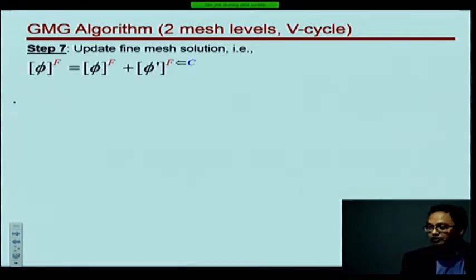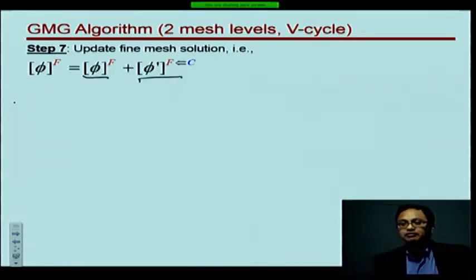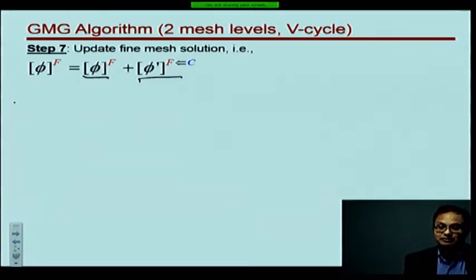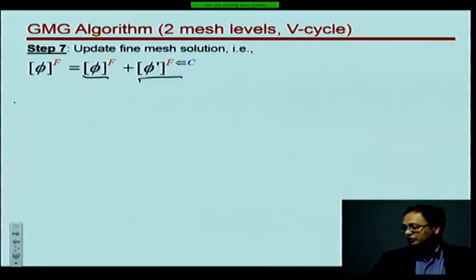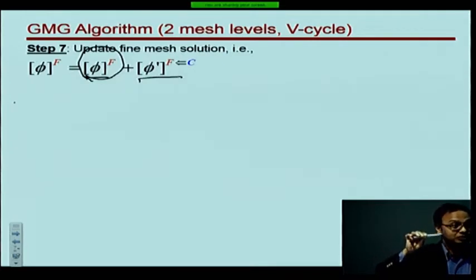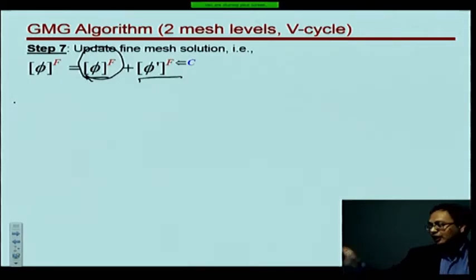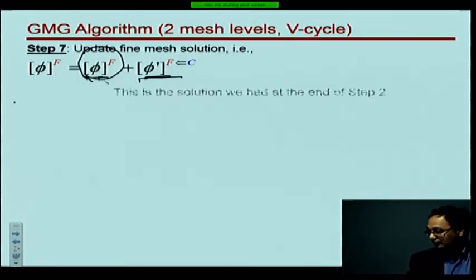So step 7 is, you've gotten this correction on the fine mesh, and you add it to whatever fine mesh solution you had. That fine mesh solution that you already had was what you got after one sweep of Gauss-Seidel on the fine mesh. Remember, that's when we stopped the Gauss-Seidel and deviated to the coarse mesh. Now we have come back to the same point. We had the solution already, now we have a correction to that solution, and we are going to add it to that. So this is the solution we had at the end of step 2. What we have done now completes one full iteration.